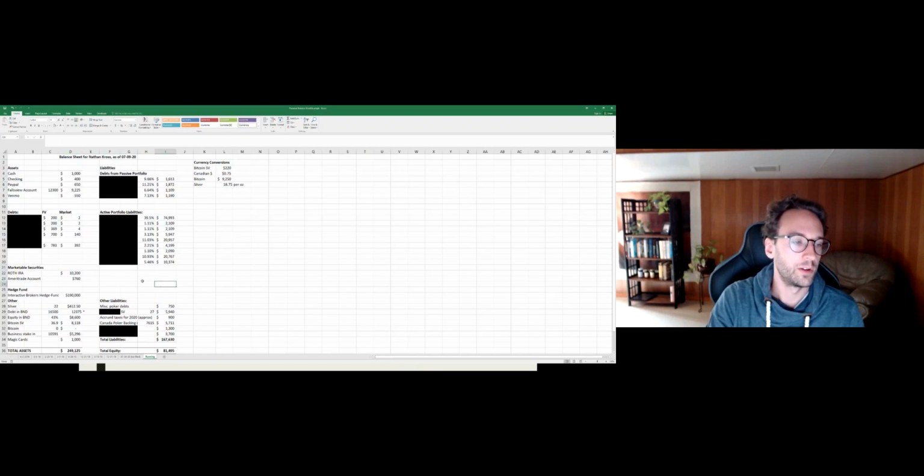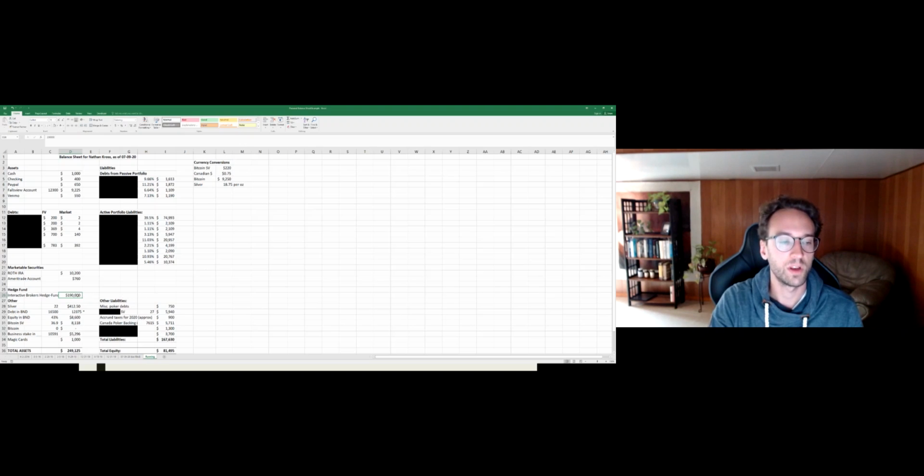Then I have trading stuff. This is a retirement account, a small sum of money I have in my Ameritrade account. I trade with a more substantial amount of money on Interactive Brokers. That's the other broker I use. That's where I usually do my serious trading.